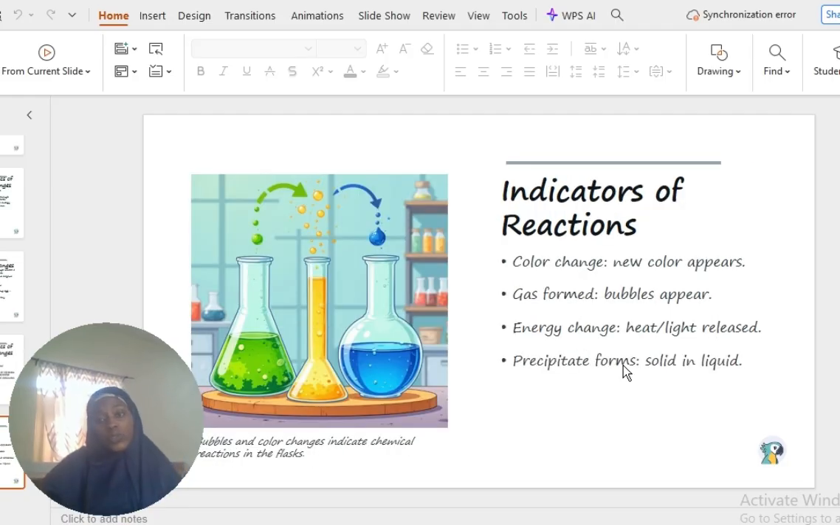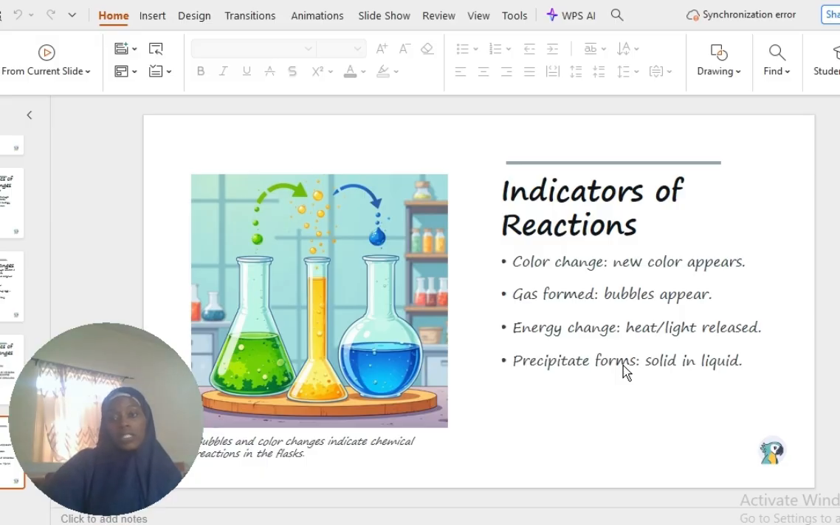Now, how do you know a reaction has taken place, especially a chemical reaction? There will be color change. In some cases, you see a new color appear. For example, if I have my wood and the wood gives me charcoal and ash, not the same color as the wood. Gas formation. At times, you see bubbles when you mix two chemicals together. Not because you've put a dishwash or soap inside. And those bubbles show that a gas has been released. Then energy change. It can become cold, it can become hot. That is as a result of energy being absorbed or energy being released.